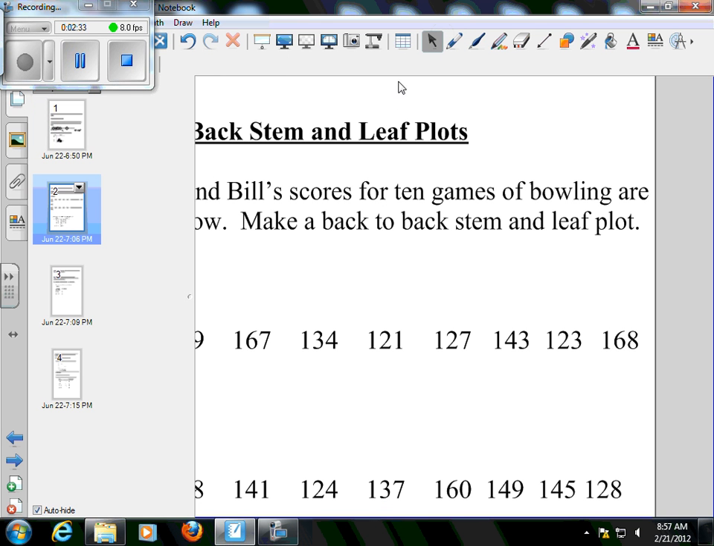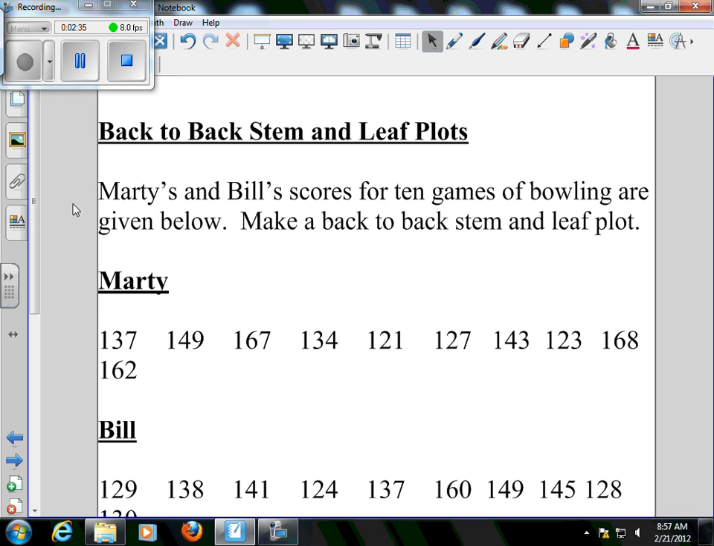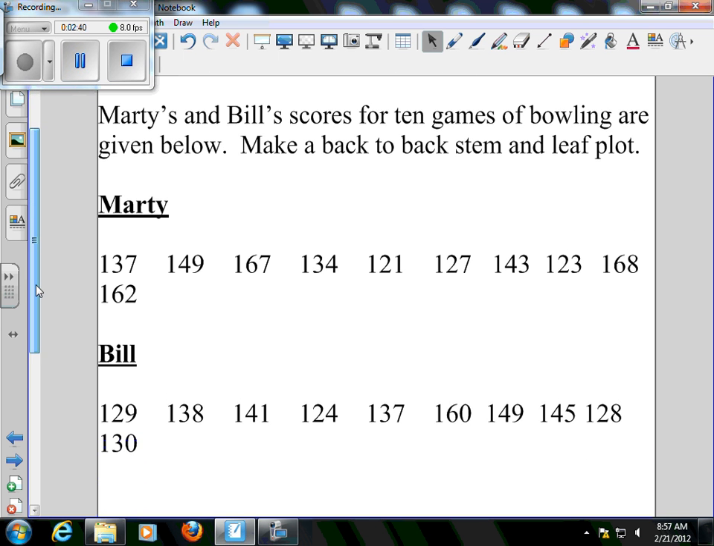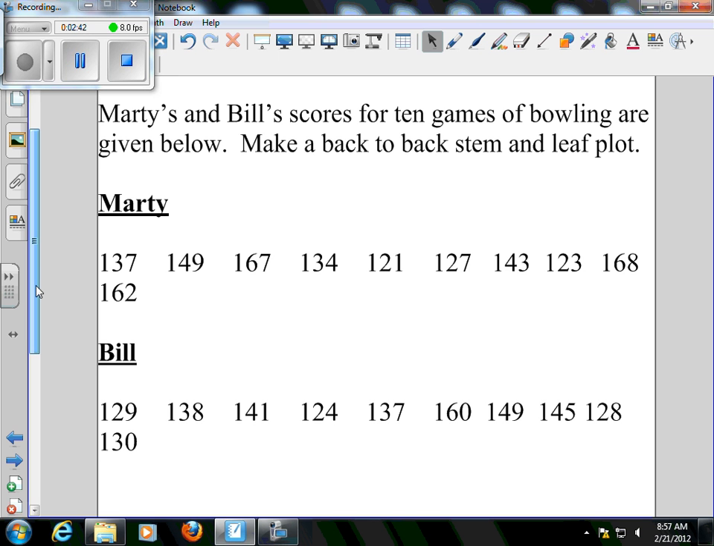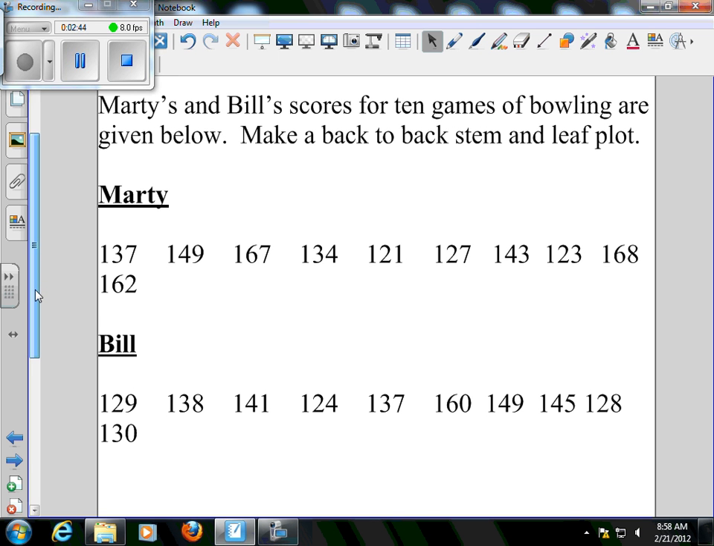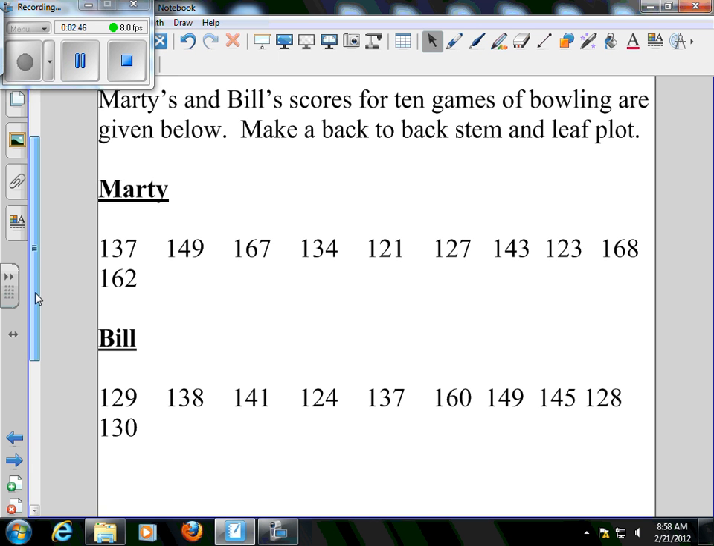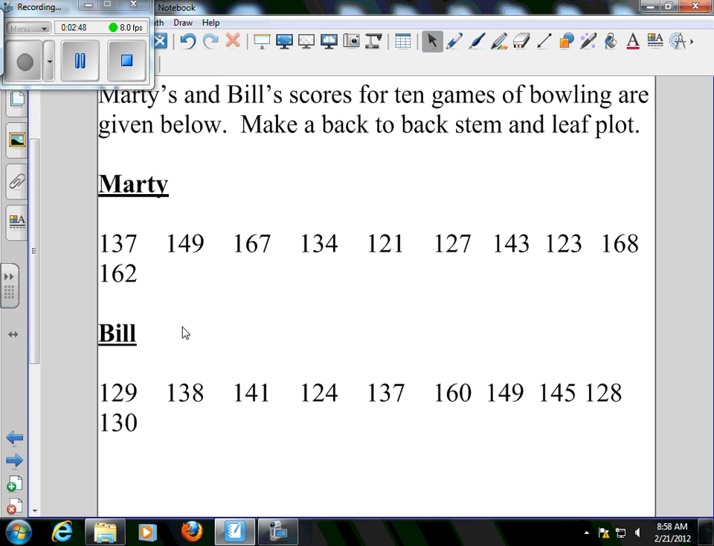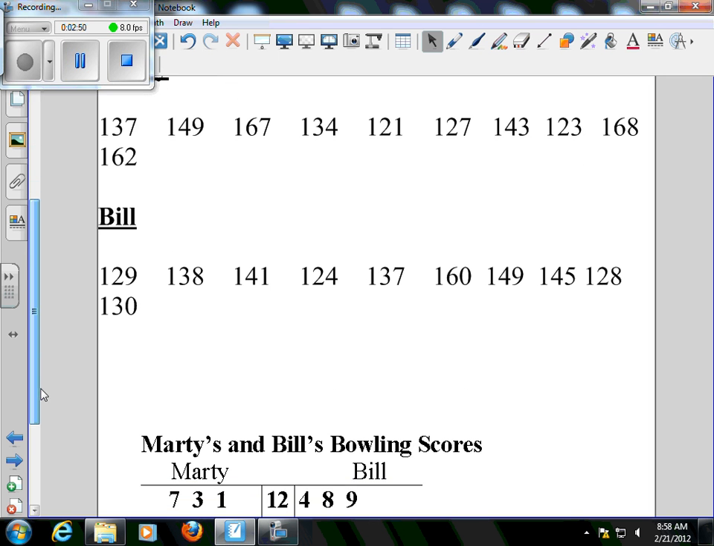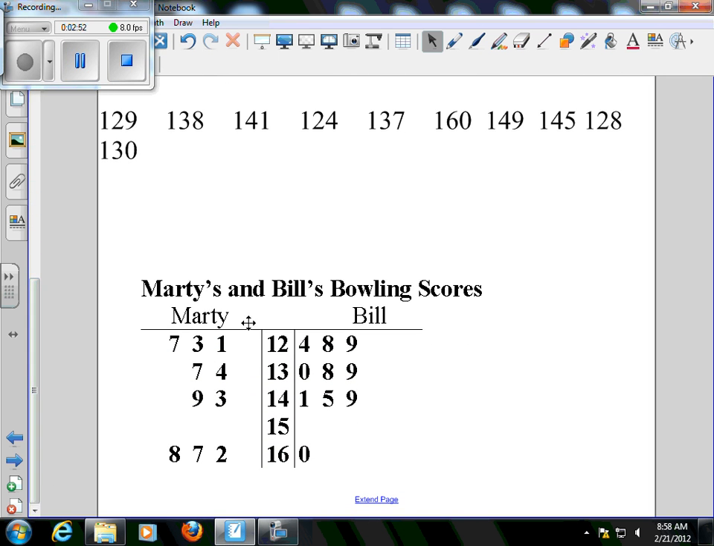And we're going to talk about back-to-back stem and leaf plots. This is a great way to compare data. We have Marty's and Bill's scores for 10 games of bowling listed below. Make a back-to-back stem and leaf plot. So here are Marty's scores and Bill's scores. And this is how I'm going to set this up.